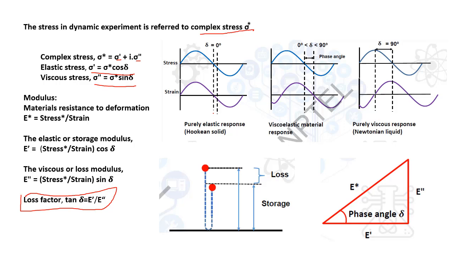So for a viscoelastic material, the delta will be in between 0 to 90 degrees, because if the delta is 0, then the material is a proper solid. So there will be only elastic response. And if the delta is 90 degrees, then the material is totally liquid, or a Newtonian liquid. Then the response will be purely viscous. So we have a material which is in between those two. So the delta is in between 0 to 90 degrees. So that is the phase angle, basically.